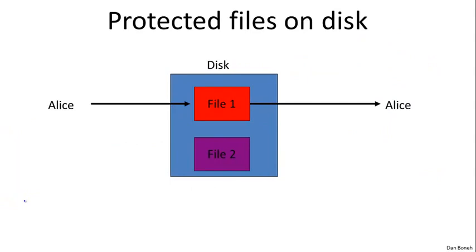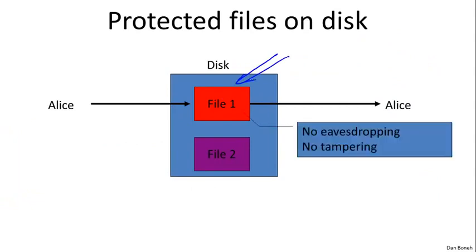Now, as I said, another application of cryptography is to protect files on disk. So here you have a file that happens to be encrypted, so that even if the disk is stolen, an attacker can't actually read the contents in the file. And if an attacker tries to modify the data in the file while it's on disk, when Alice tries to decrypt this file, that will be detected, and she'll then basically ignore the contents of the file. So we have both confidentiality and integrity for files stored on disk.